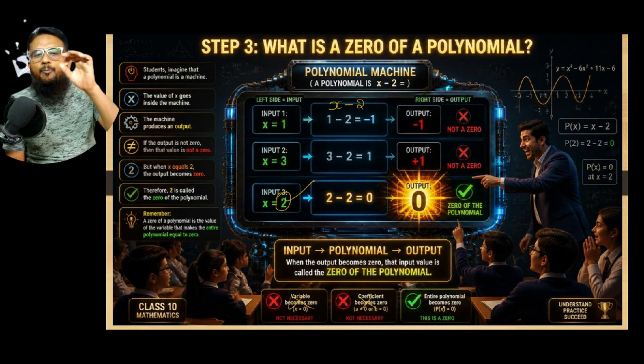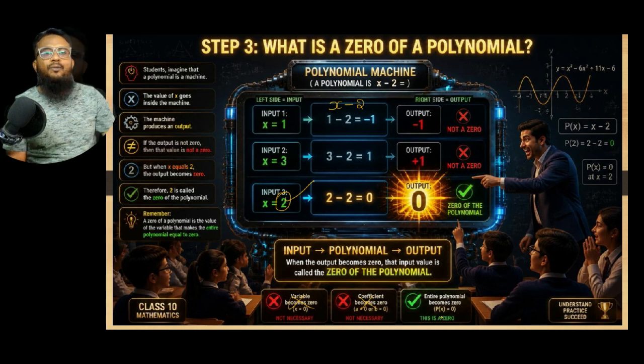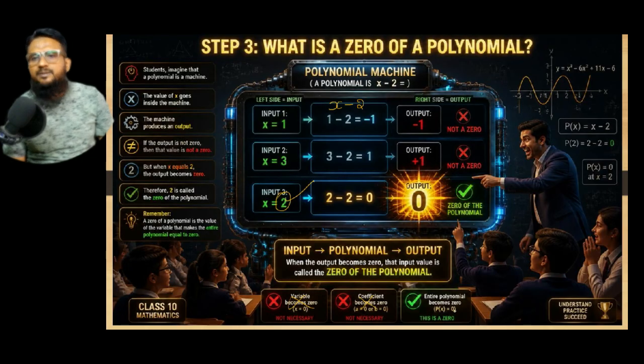The entire polynomial becomes 0. This is a zero of a polynomial. This is a very important concept, students.